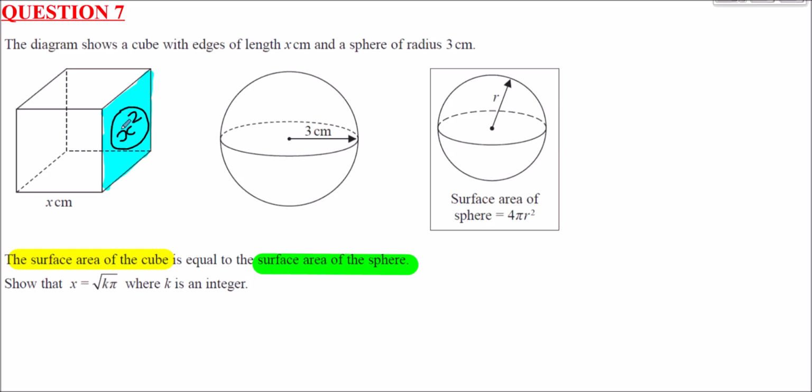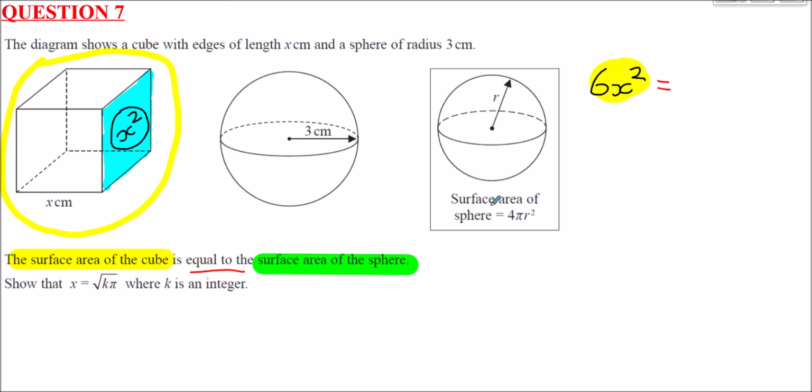How many sides does a cube have? It has 6 sides, like a dice has 6 numbers. So the surface area of the entire cube is x squared plus x squared plus x squared plus x squared, 6 times. The surface area of the cube is going to be 6x squared. So that's the first bit of information we can use. That's probably the easier bit. So 6x squared, we're told, is equal to the surface area of the sphere.